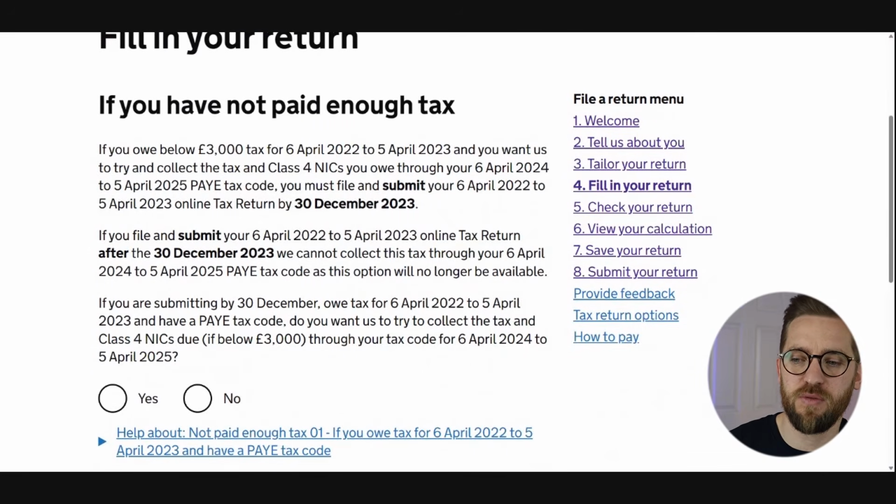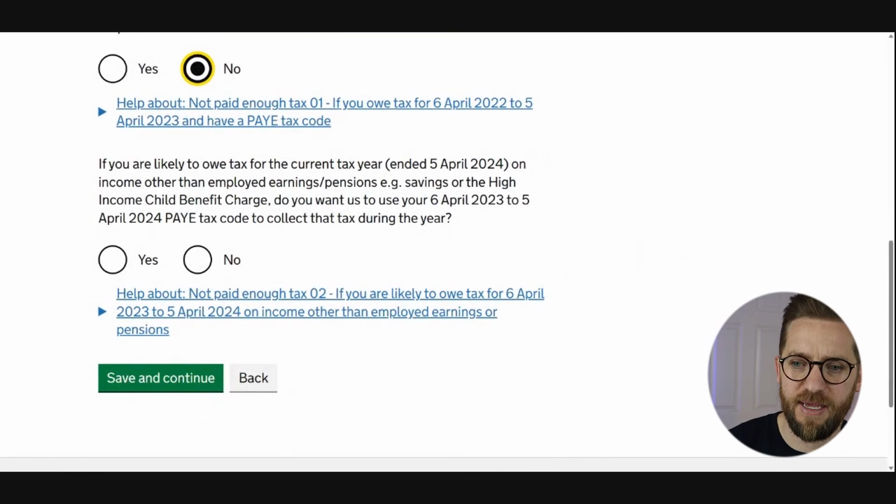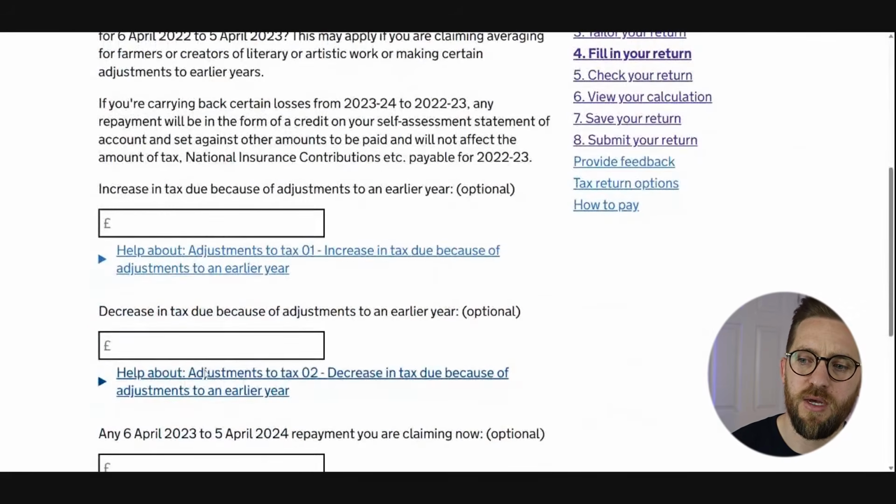If you're submitting your tax return by the 30th of December and you owe less than 3 grand, again, I don't think that will apply to my example. You can have your tax collected by this year's tax code. Okay, I'm going to say no to that. I don't want it to be collected via my tax code. And then again at the bottom, if you're likely to owe tax for the current tax year, not the tax return that we're submitting here, then you can also have that reflected in your tax code as well. So I'll say no to those and I'll continue.